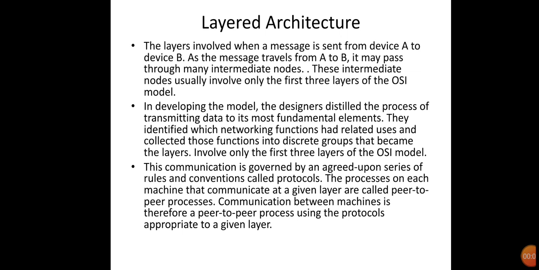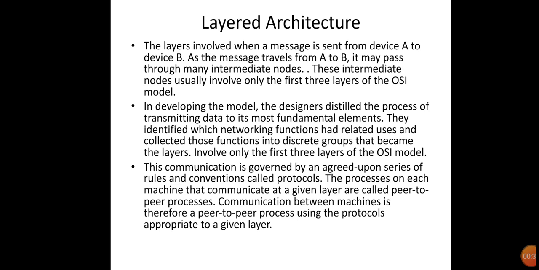Layered architecture: the layers involved when a message is sent from one device to another device, that is, from device A to device B. As the message travels from A to B, it may pass through many intermediate nodes. These intermediate nodes usually involve only the first three layers of the OSI model.